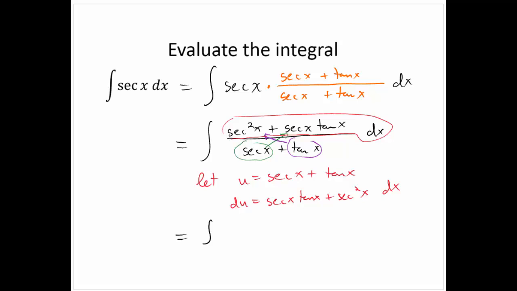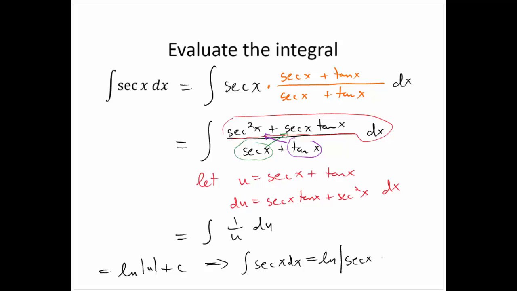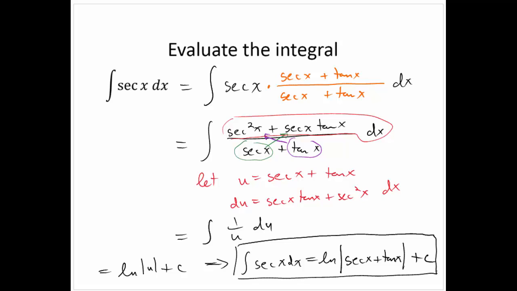And so this becomes the integral of 1 over u du. And this then is the natural log of the absolute value of u plus a constant. And so the integral of secant x dx is equal to the natural log of the absolute value of secant x plus tangent x plus a constant. And this is a formula we want to commit to memory. You could prove or calculate the integral of the cosecant function using a similar technique.